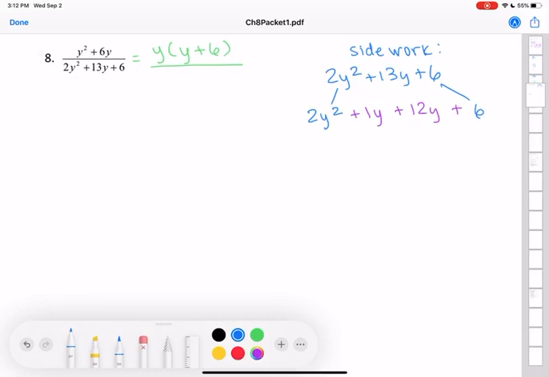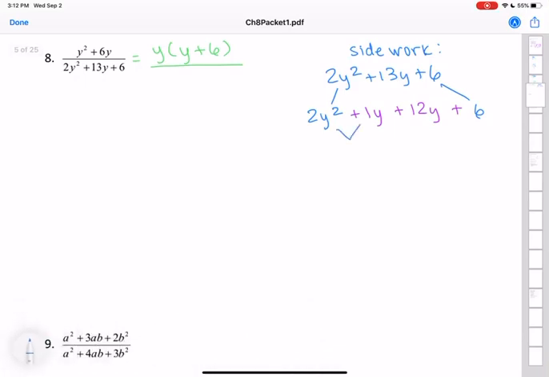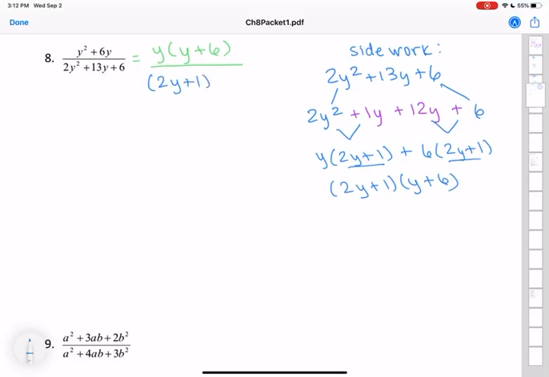Now go ahead and do factor by grouping. These first two have a y in common with a 2y plus 1 left over. The second group has a 6 in common, leaving me with 2y plus 1. The 2y plus 1's match. That's good news. So we'll stick that out front, leaving us with y plus 6. So now I'm going to rewrite that as my denominator. So I had 2y plus 1 times y plus 6.